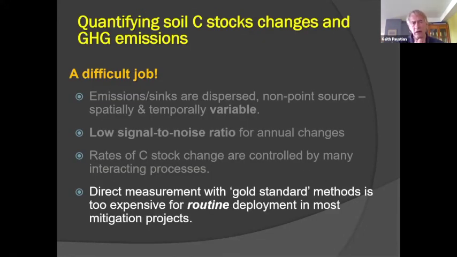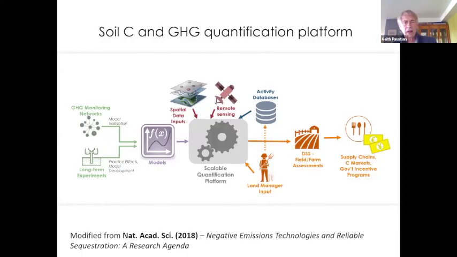If we insist on direct measurement everywhere using our gold standard destructive measurements, it's clearly too expensive for routine deployment. So we can use it, but we have to use it in a limited way. And so that really draws us to the idea that we need an integrated quantification platform. Various renditions of this idea have been out in the literature for a while. This is one that we put together for a National Academies report that came out in 2018.